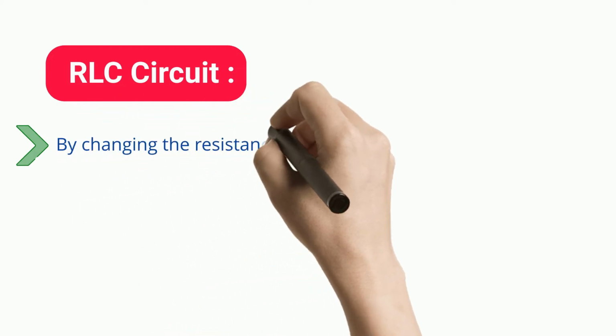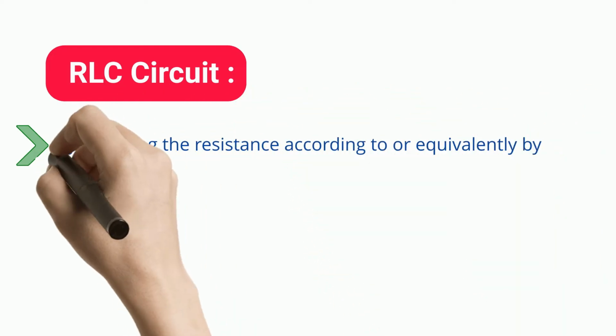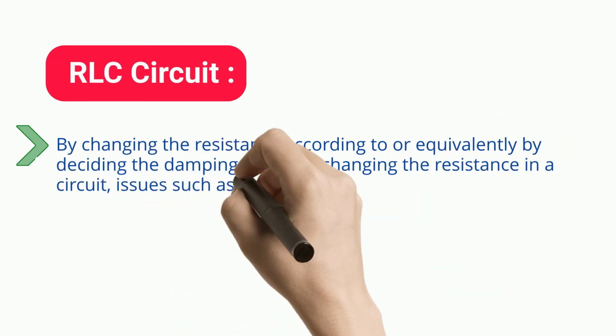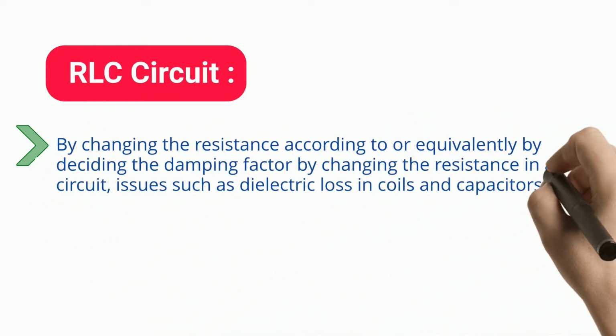By deciding the damping factor by changing the resistance in a circuit, issues such as dielectric loss in coils and capacitors can be brought up and solved.